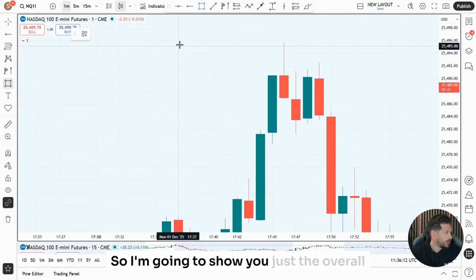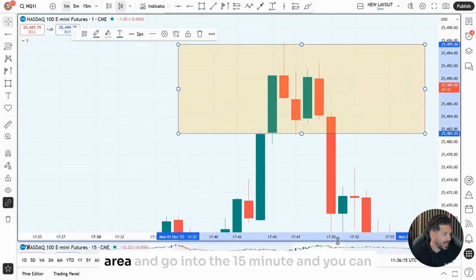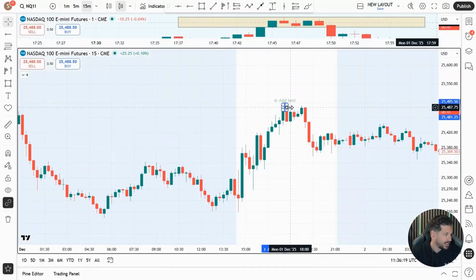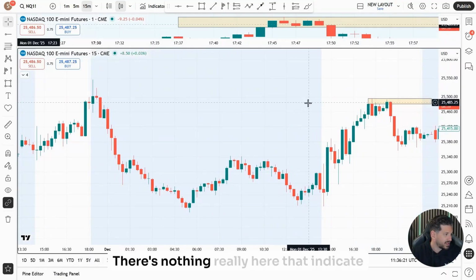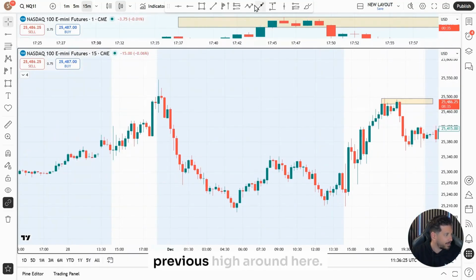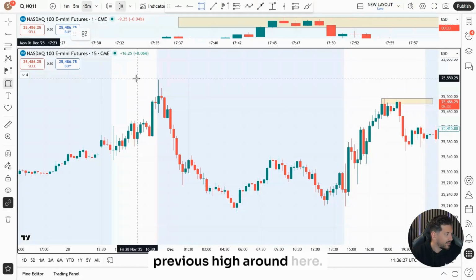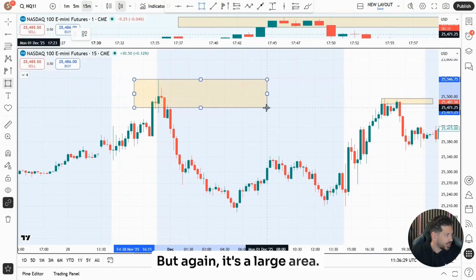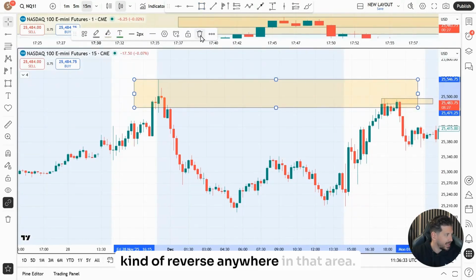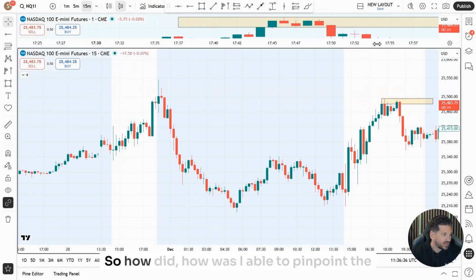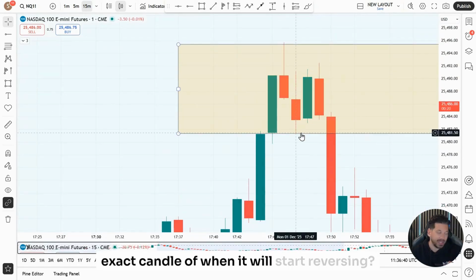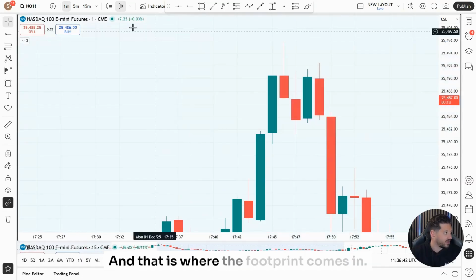So I'm going to show you just the overall area and go into the 15-minute, and you can see in that area here, this is the overall area. There's nothing really here that indicates that price might start reversing apart from a previous high around here. But again, it's a large area. If you look at the previous high, price could reverse anywhere in that area. So how was I able to pinpoint the exact candle of when it will start reversing? And that is where the footprint comes in.